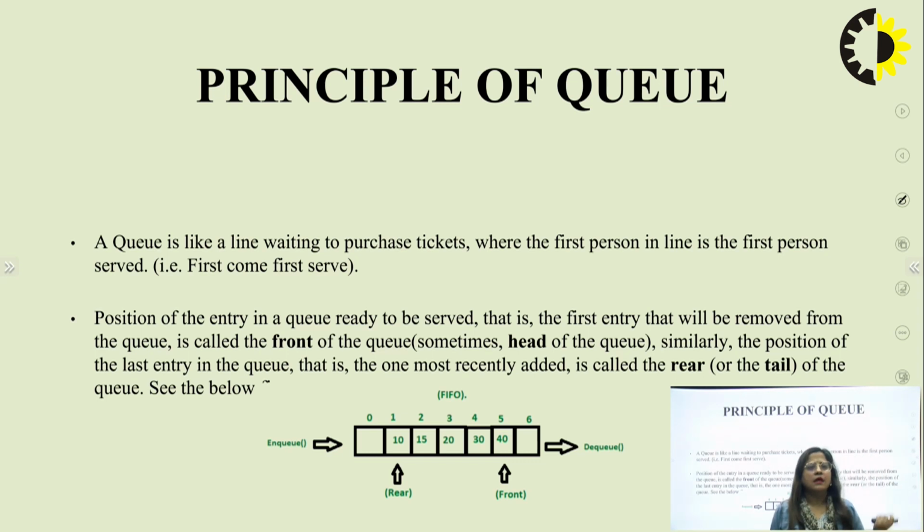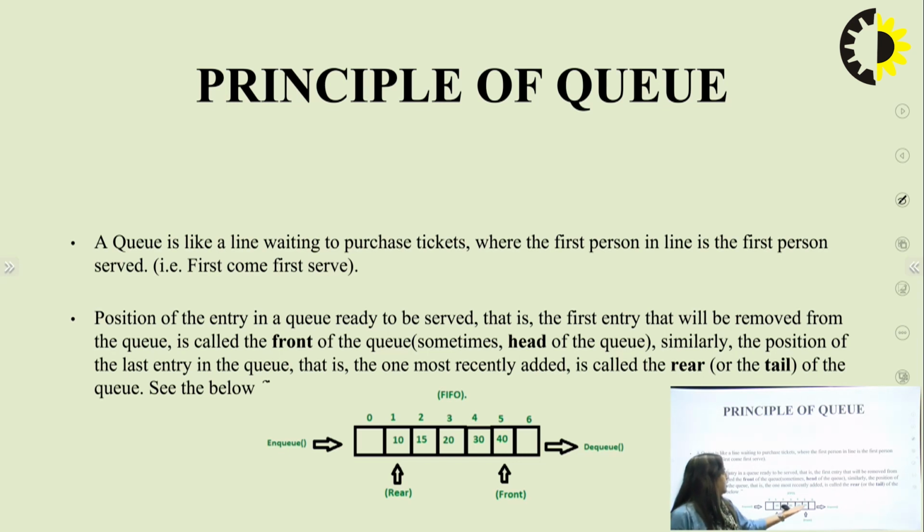Now the principle of queue, same thing. As I discussed in my previous slide, a queue is like a line waiting to purchase a ticket, where the first person in the line is the first person served, meaning FIFO operation, first come first serve. So according to this, same thing is here.